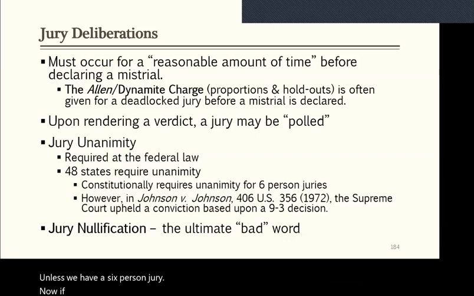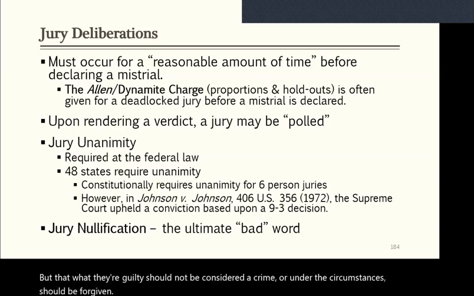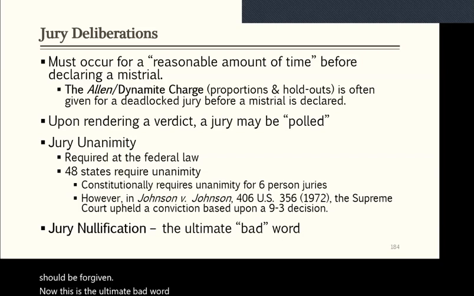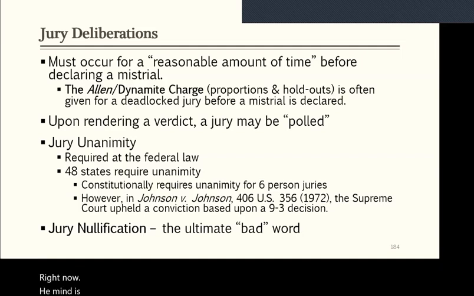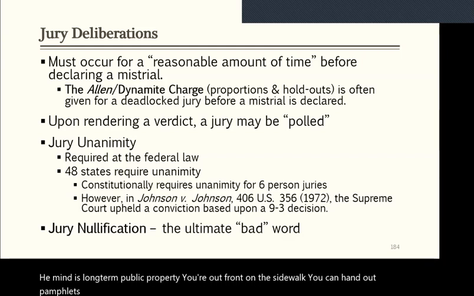Now, if you ever want to have some fun, there's a great term called jury nullification. Jury nullification is the best way to ever get a case dismissed. It's basically when jurors are informed that they can vehemently agree that this person is guilty, but that what they're guilty of should not be considered a crime, or under the circumstances should be forgiven. Now, this is the ultimate bad word, because if you mention jury nullification, you will get a mistrial almost instantly declared, right? Keep in mind, as long as you're on public property, out front on the sidewalk, you can hand out pamphlets about jury nullification to people coming into the courthouse.